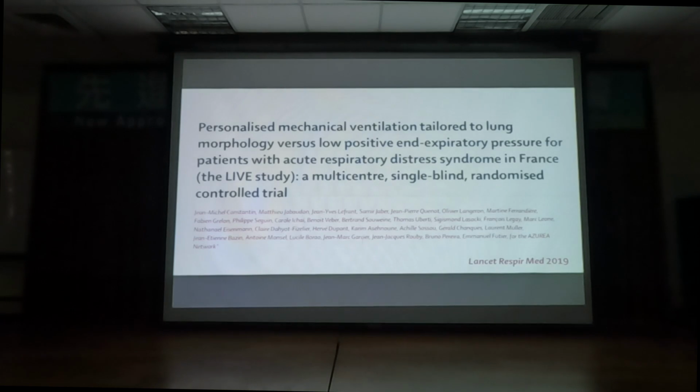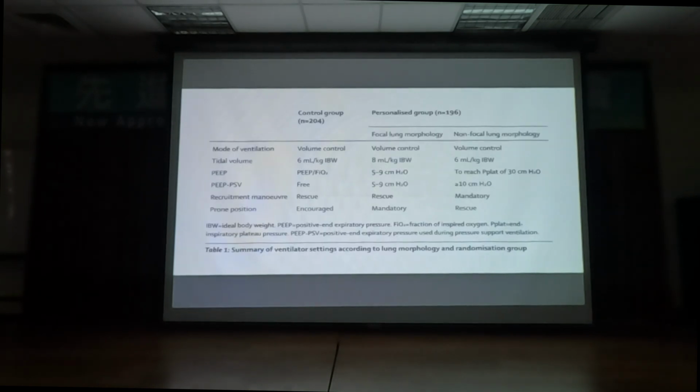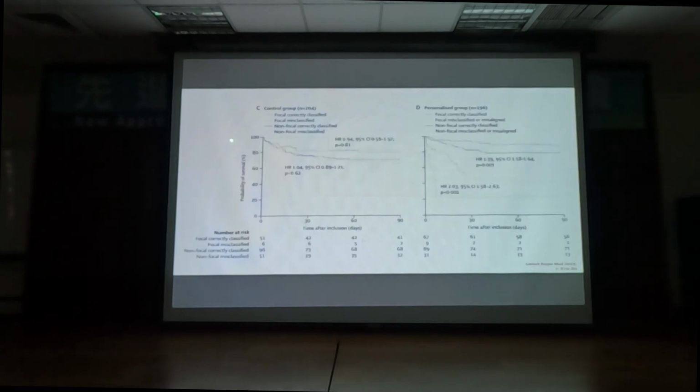And then, of course, there's the study proving it in 2019 by Jean-Michel Constantin, where they say, okay, we will personalize patients according to lung morphology. So usually those with focal morphology are non-recruiters, those with diffuse ARDS are recruiters. So in those with diffuse, we will give lung recruitment, and in focal lung morphology we will not. And the problem is, they got absolutely no difference. And then these guys from the SECAM guidelines, they're, yes, so finally.